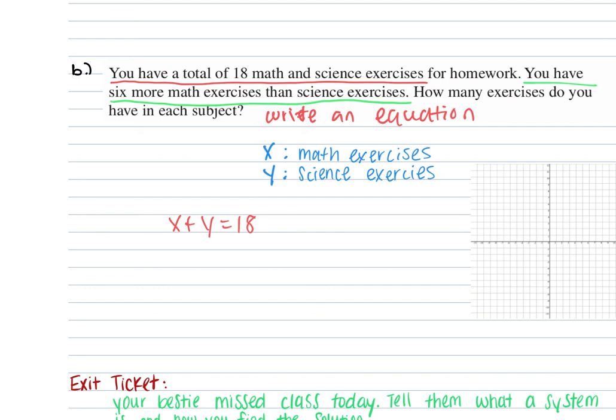From X. So we should do x minus 6, and that's going to be what? If we take the math exercises and we subtract 6 of them, what do we get? Y, the science ones, right? You could have also written x equals y plus 6, okay? Either of those would have been fine.